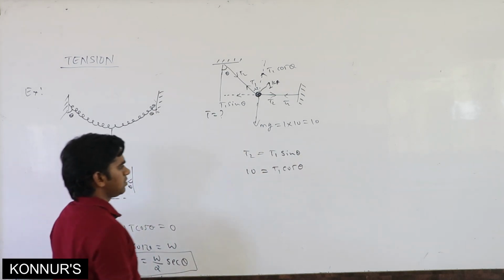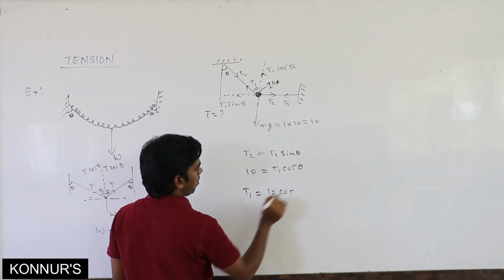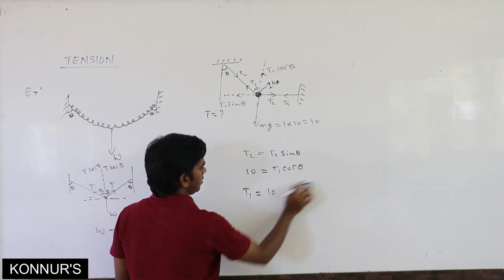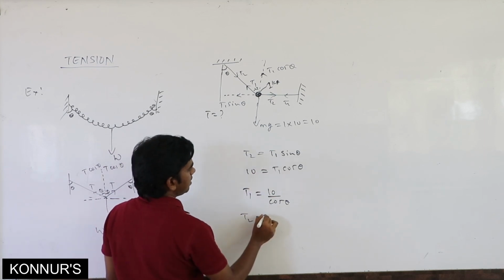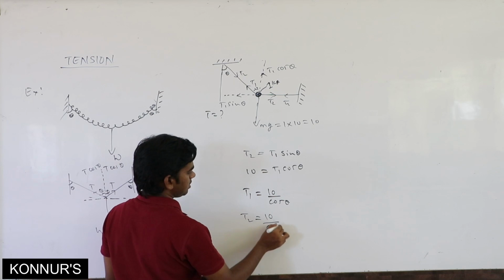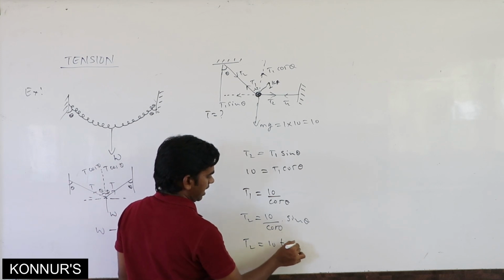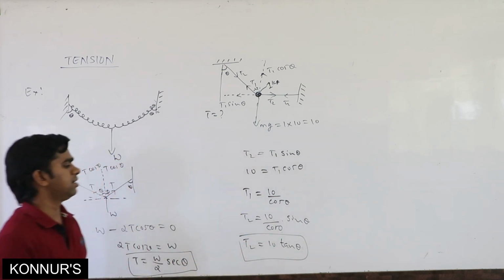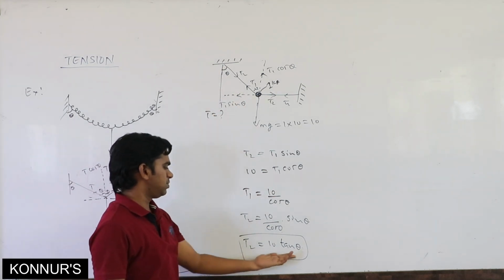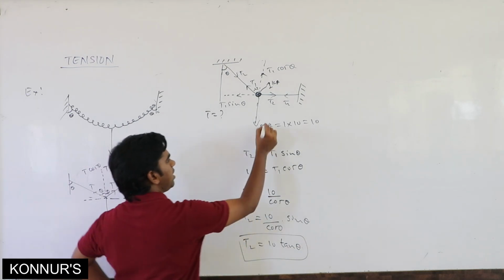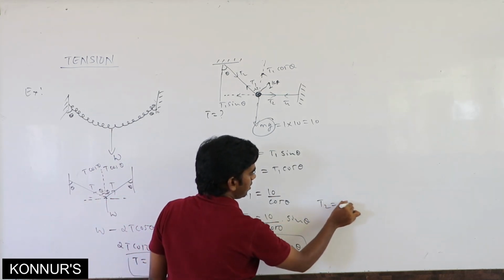In this case, what is T1? T1 is going to be 10 divided by cos theta. So T2 is T1 into sin theta, that is 10 by cos theta into sin theta. So your T2 will become 10 tan theta. This is how we can do that. If they give the angle, say 30 or 60 or whatever, you can just substitute the values and get the answer. If you don't want 10, you can take the general formula and substitute mg also. So T2 will become what?